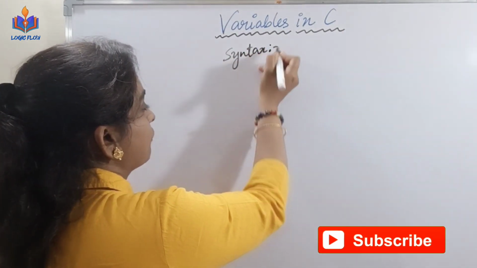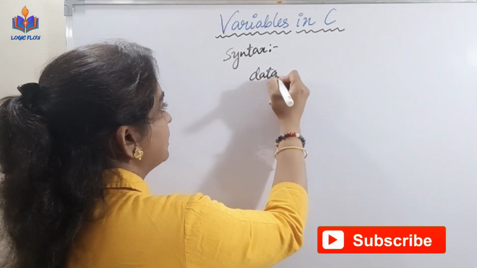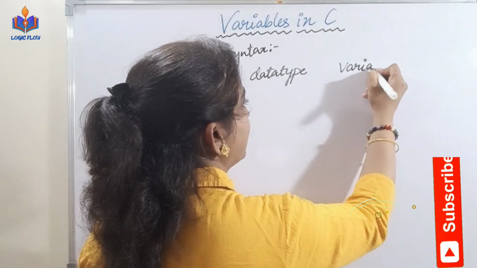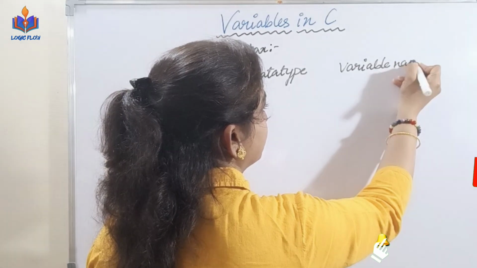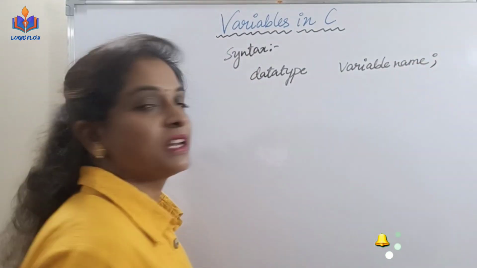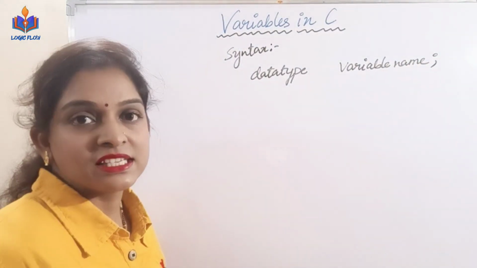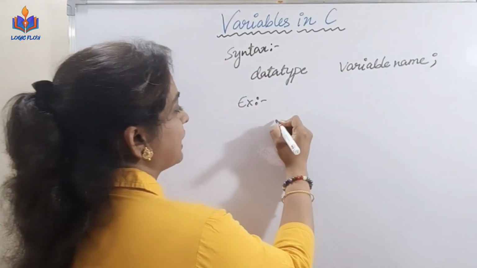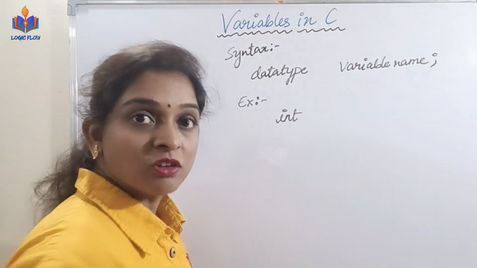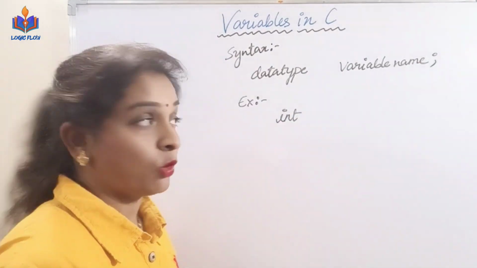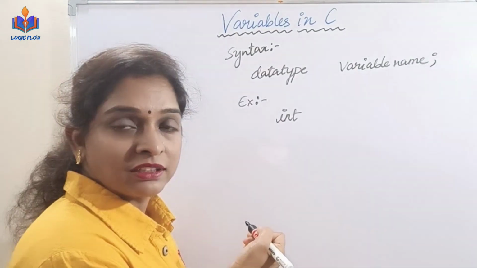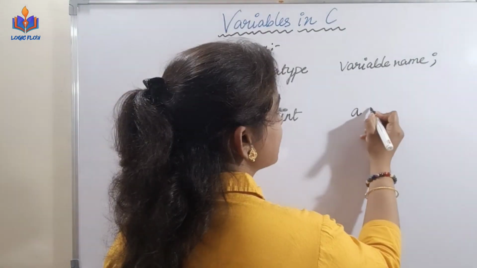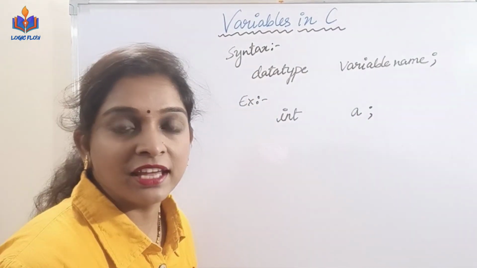We have to provide the data type followed by the variable name and a semicolon, which terminates that variable declaration syntax. Say for example, I'll say the data type as int. We'll talk about this data type in detail in the next video. So I say int, a keyword that specifies that I'm going to store an integer value. I'll have the variable name as a. So this is how we declare the variable.